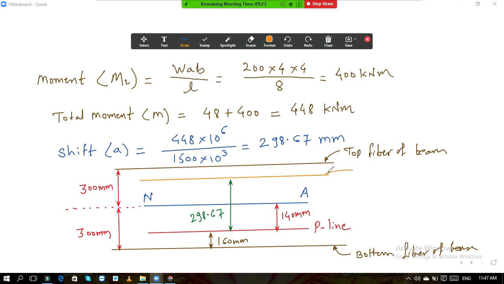Hope you understand how we have found out the position of the C line. If you are having any problem, you can ask me. Is it clear now how we have found out the position? Why have we taken it here upward? This is the distance because 298 I can measure on the upward side.